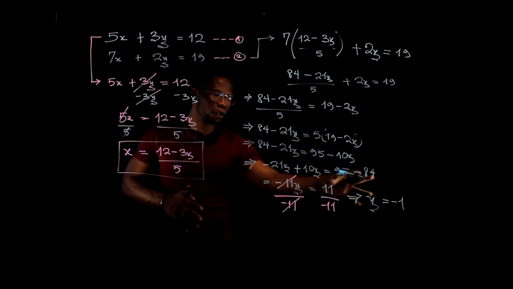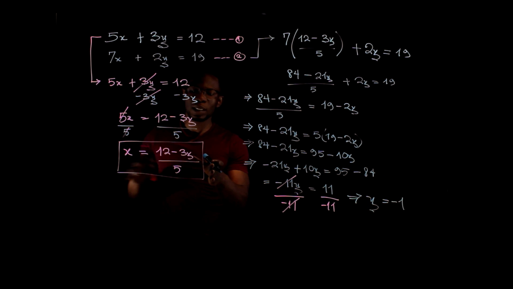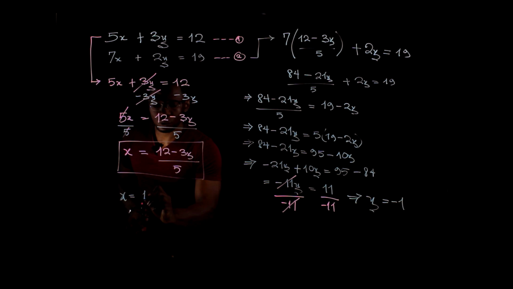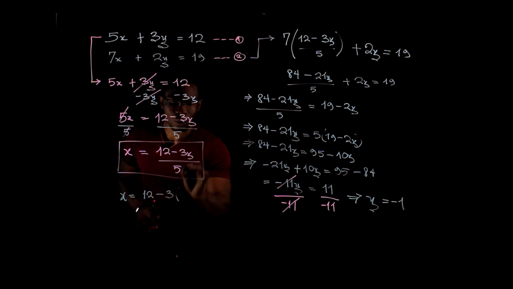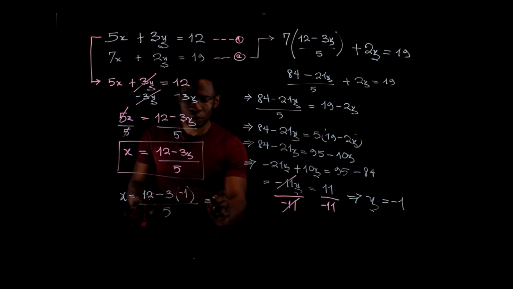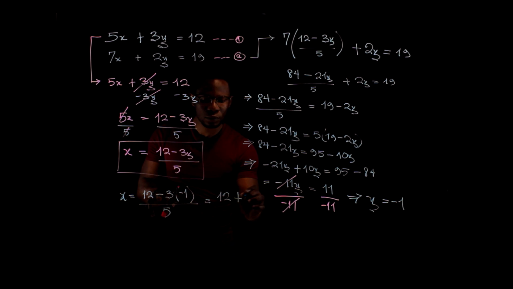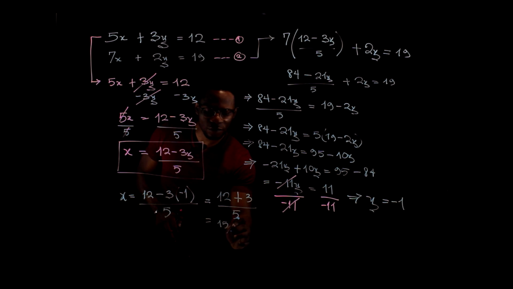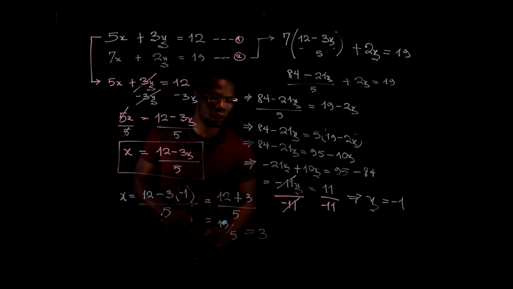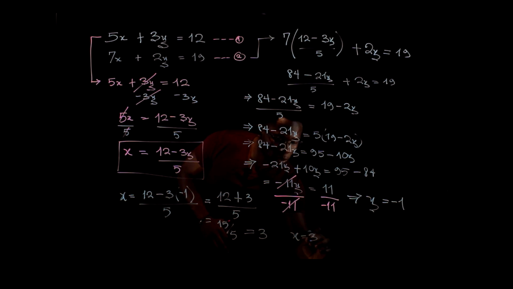Now that we know that y equals minus 1, we come into our expression for x here and substitute for y. That way we can solve for our x. So here x is equal to 12 minus 3y, with y equals minus 1, divided by 5. So x is equal to 12, and 3 times minus 1 is equal to minus 3. Minus 3 times minus is equal to plus 3, divided by 5. So this is the same as 15 over 5, which equals 3. So x is equal to 3 and y is equal to minus 1.